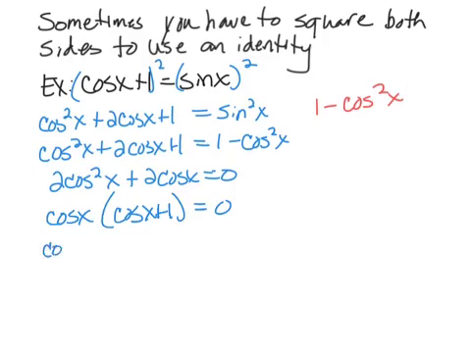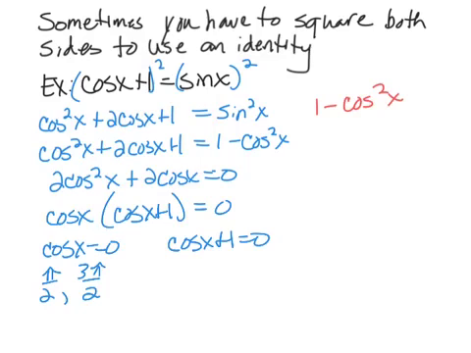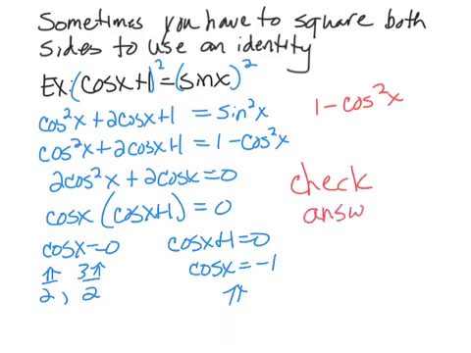Setting each factor equal to 0, I have cosine of x is equal to 0, and then cosine of x plus 1 is equal to 0. In this case, I have pi over 2, because it's 90 degrees, and 3 pi over 2. Over here, I'm looking for values where cosine of x is equal to negative 1, and that's going to be at pi. Now, since I squared this thing, you have to check your answers, because I could possibly introduce factors that aren't correct. So you've got to check your solutions to see which ones work.